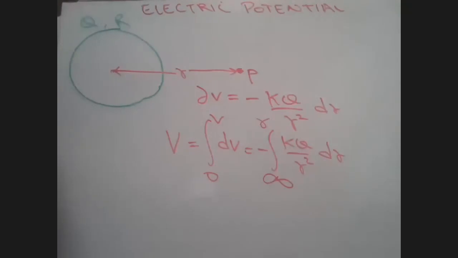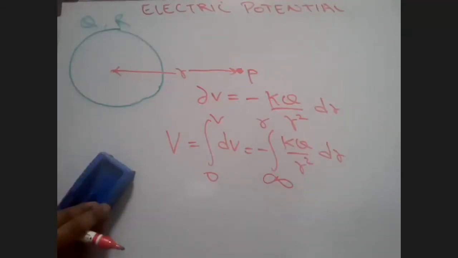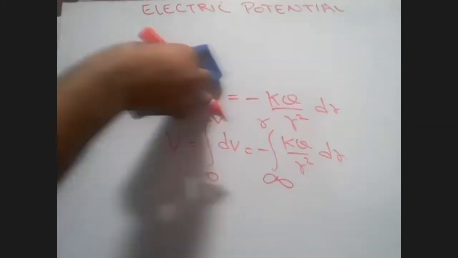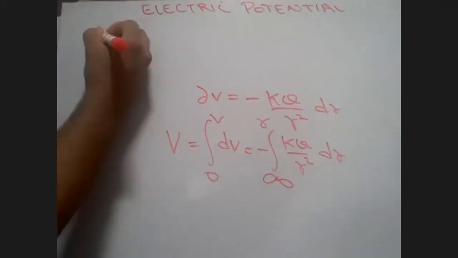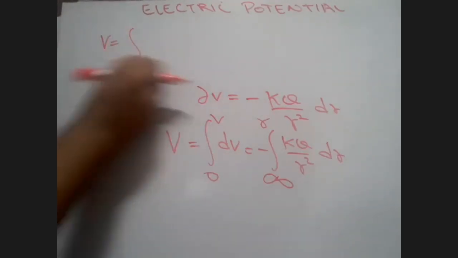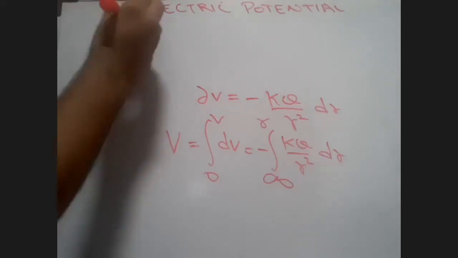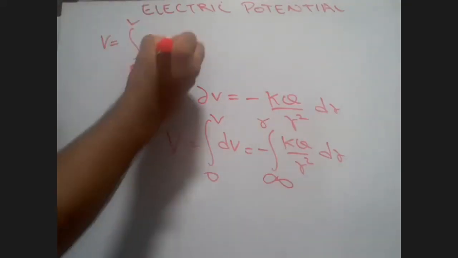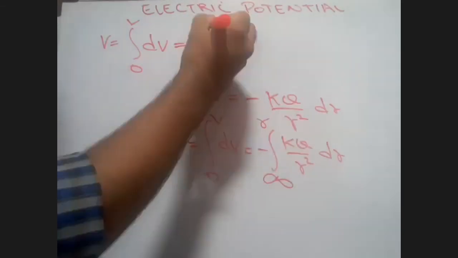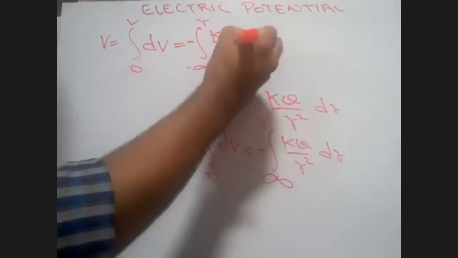I hope everyone is understanding. If you are not understanding, let me know. So I'll just rub this thing because it's eating a lot of space. Now I can write that V is equal to the integration, going from a distance of infinity to a certain distance R, of negative KQ by R square into dr.